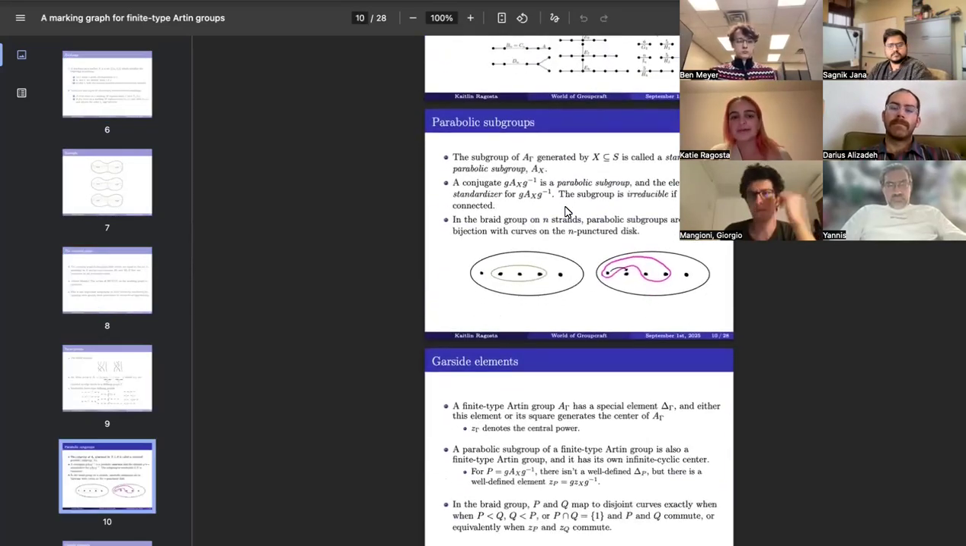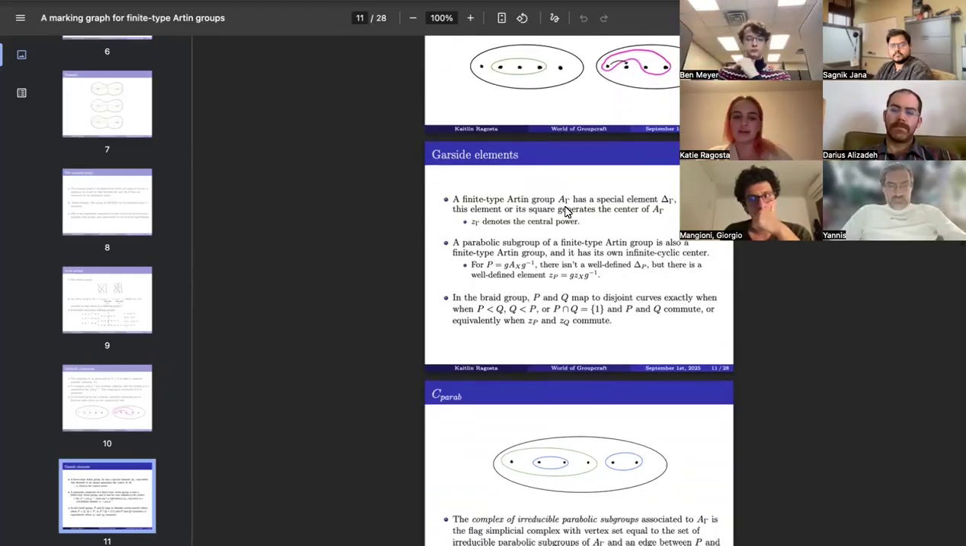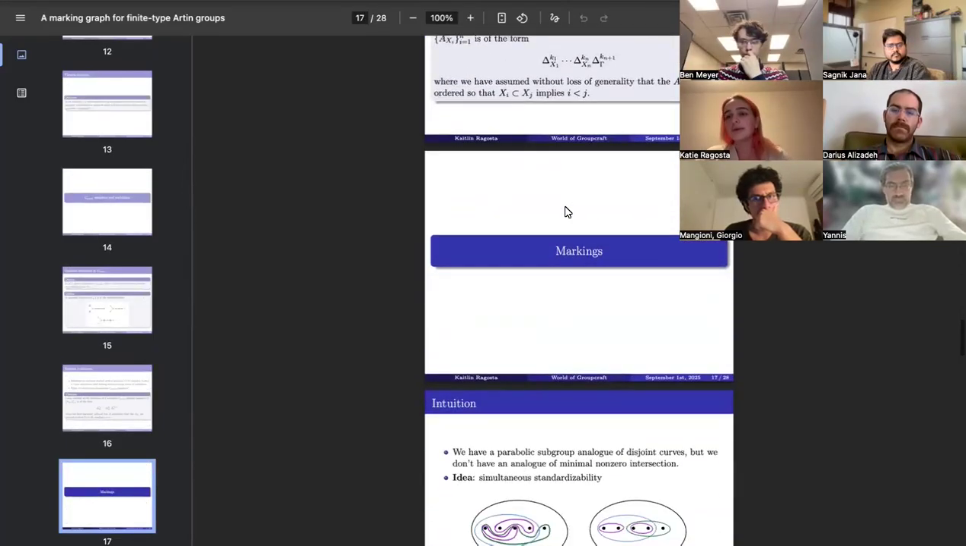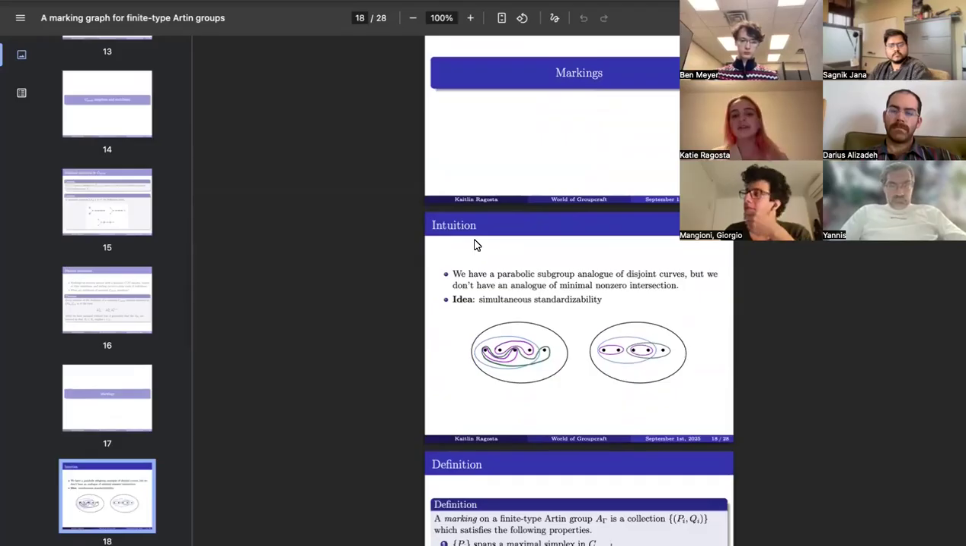In our background section about parabolic subgroups, we talked about curves, we talked about disjointness, we didn't talk about minimal intersection. So we didn't have an analog for that. And so if we're going to proceed to define a marking graph, we probably need to come up with some analog of minimal non-zero intersection. So the intuition is that that is going to be the property of being simultaneously standardizable. What that means is that there's a single element that conjugates two parabolic subgroups to standard ones at the same time. So two parabolic subgroups, both conjugated by g, now wind up being standard.